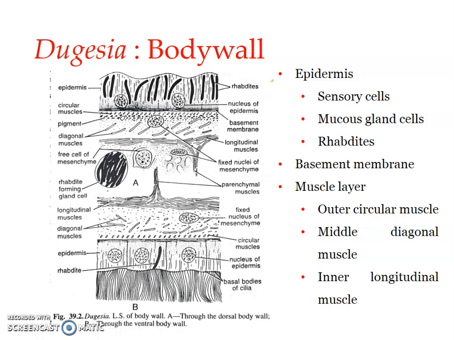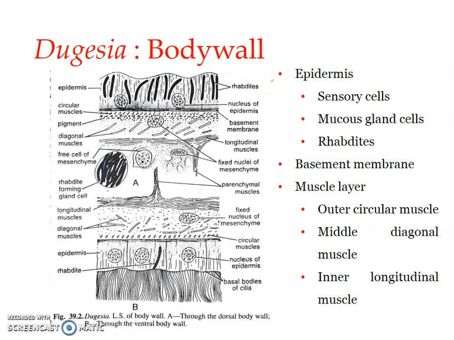And that is in the ventral body wall. Now associated with this muscle layer are also present pigment cells that impart coloration. As already mentioned, the dorsal surface is darker than the ventral surface, and it is because of the pigment cells. So pigment cells are more abundant on the dorsal body. Okay, so this is about the muscle layer.